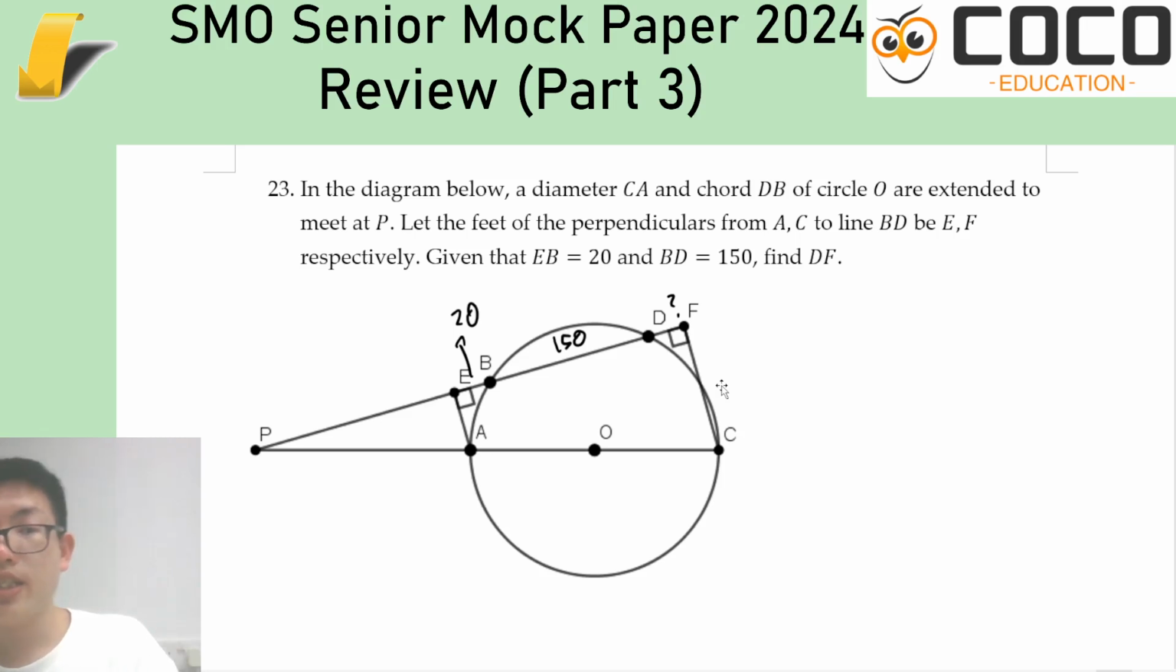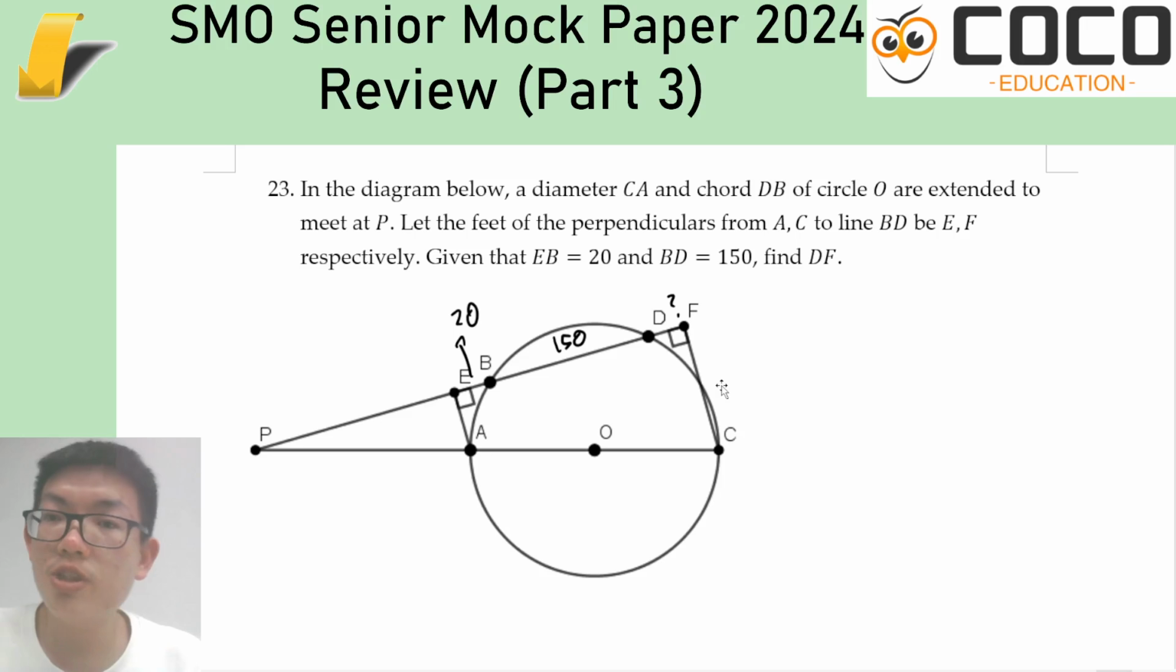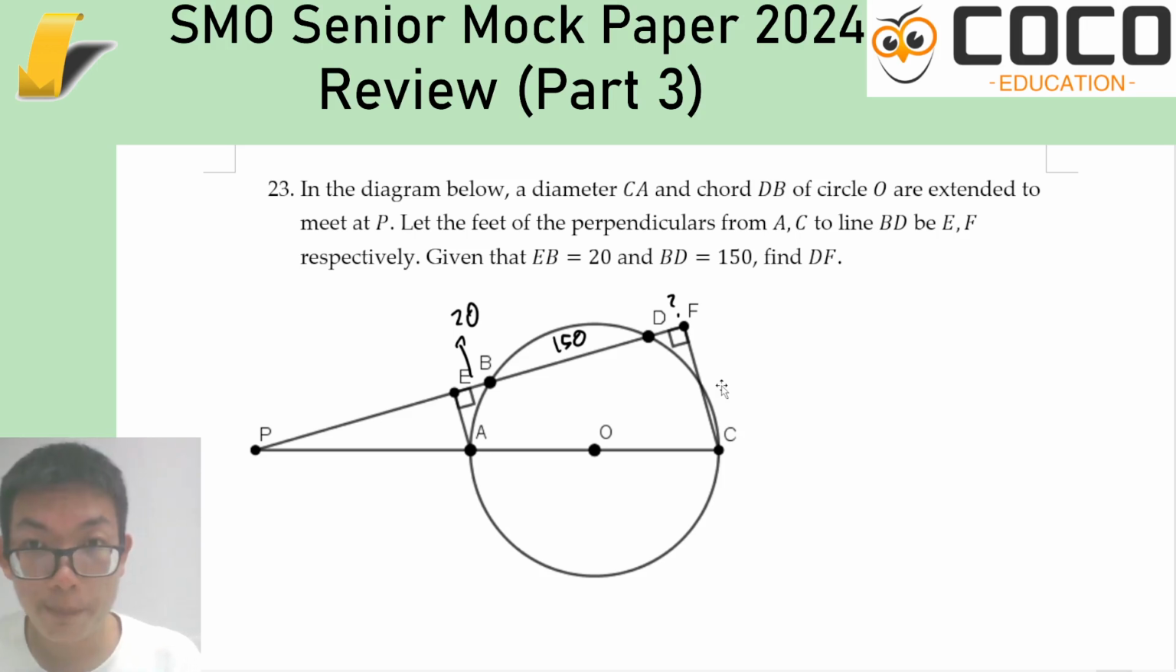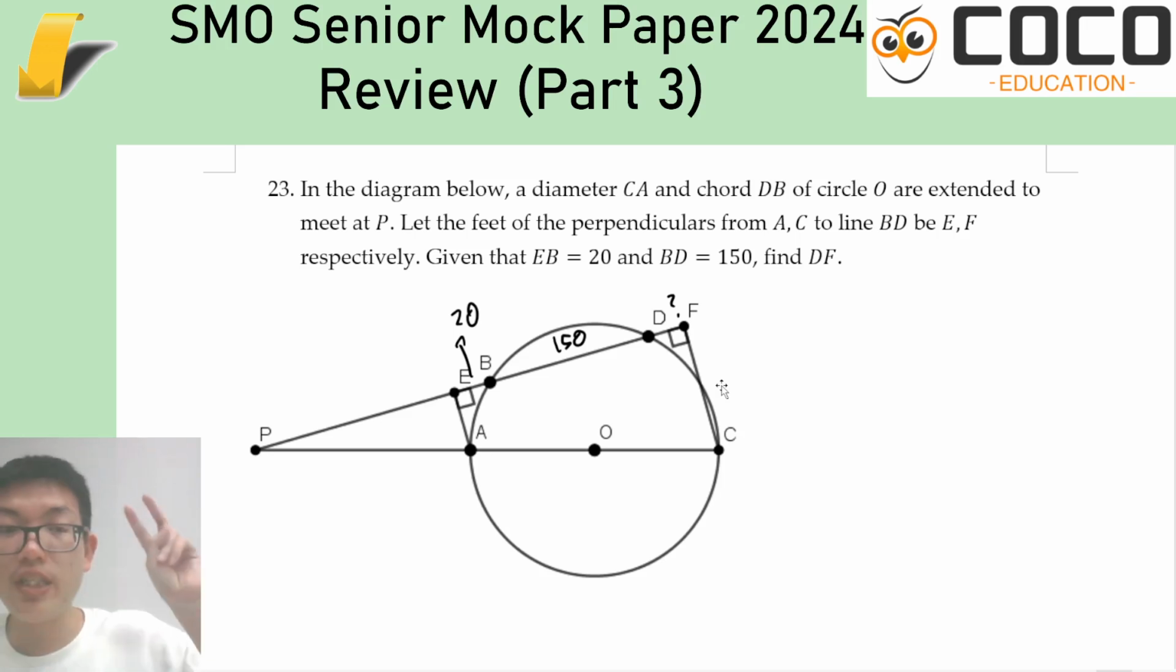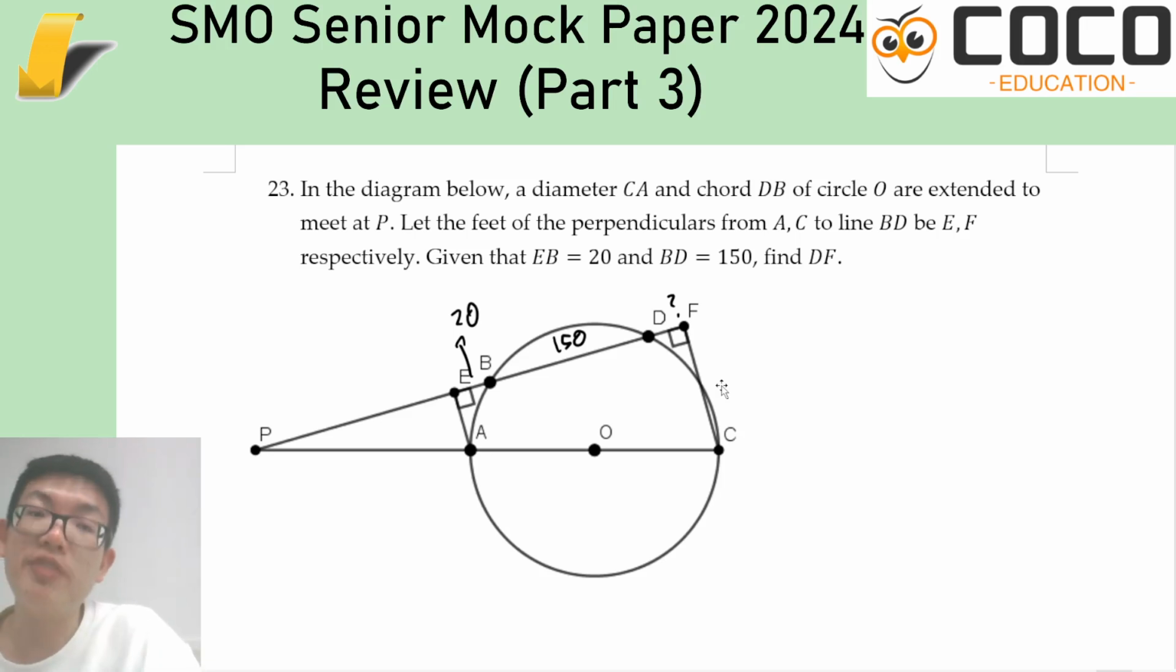The first thing that I want to say about something like this is that you should not assume the diagram is to scale. However, in this diagram, the only thing that can possibly be not to scale is 20 and 150, right? The diameter is really a diameter, the circle is really a circle, the chord is really a chord, the right angle is really a right angle, right? All of those things are true.